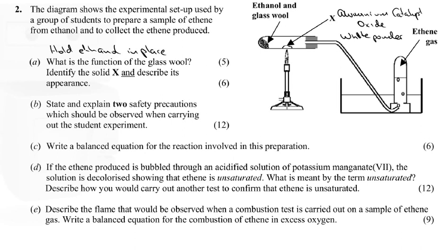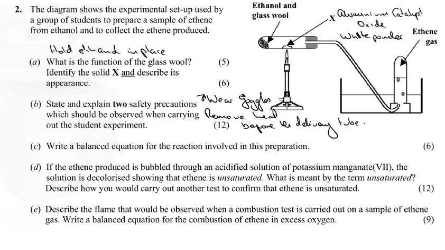So 2 safety precautions which should be observed when carrying out the student experiment. Well, number 1, you wear your goggles. That's always going to be a safety precaution. So wear goggles. And number 2, you remove the heat before the delivery tube. Oopsie daisy, before the delivery tube, is removed from the water. Okay, and that just makes sure that you don't get what we call suckback.